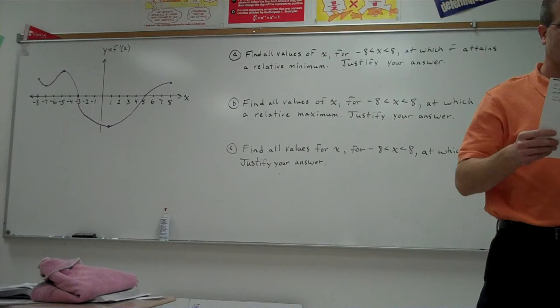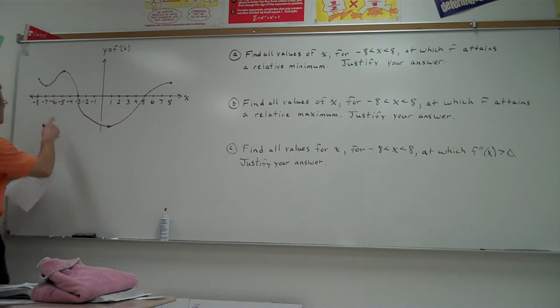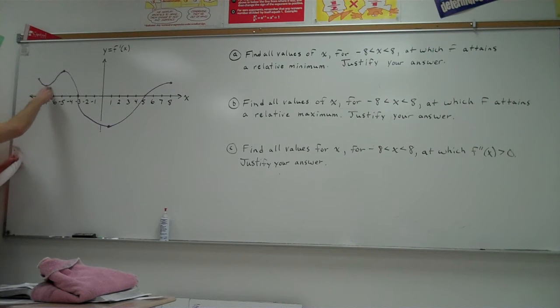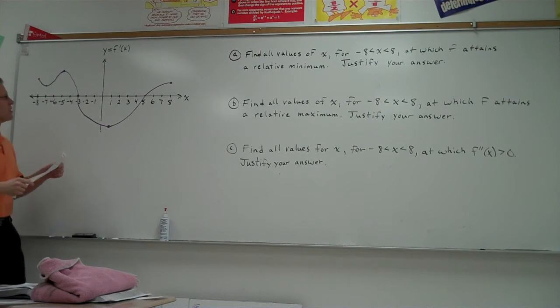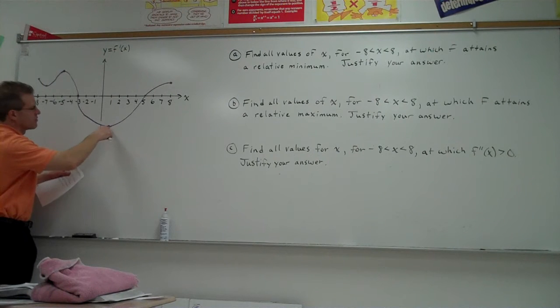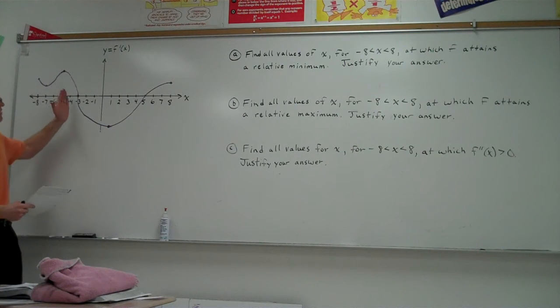The graph has horizontal tangent lines at x equal negative 7. So at negative 7 is a horizontal tangent line right there, meaning a slope of 0. Also at x equal negative 5, there's a slope of 0. At x equal 1, slope of 0, horizontal tangent line. And it has a vertical tangent at x equal negative 3. So if it's a vertical tangent at negative 3, what's the derivative at negative 3? Undefined. Undefined, good.